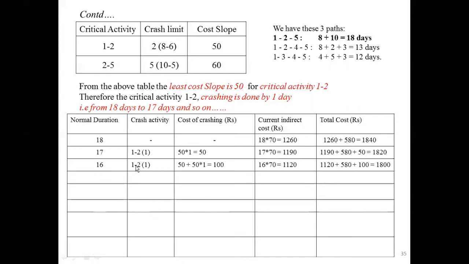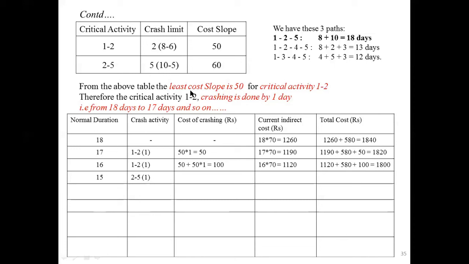Here the 1 to 2 crash limit is 2 days only. This 1 to 2 is over. The only left-out critical activity is 2 to 5. For 15 days, you have to choose 2 to 5, because for the crashing activity 1 to 2, 2 days are reduced. The crash limit is only for 2 days, and then this activity is waived off. Then the remaining critical activity is 2 to 5, and you have to take 2 to 5 by 1 day.